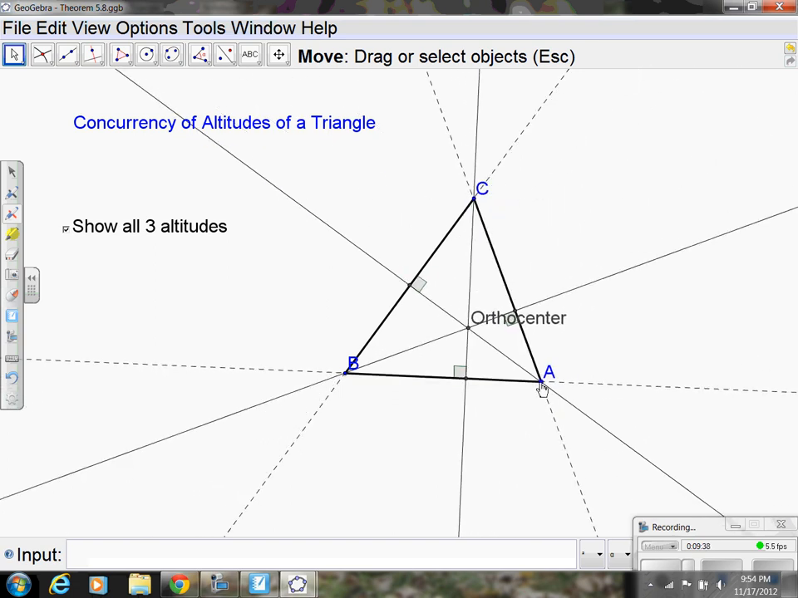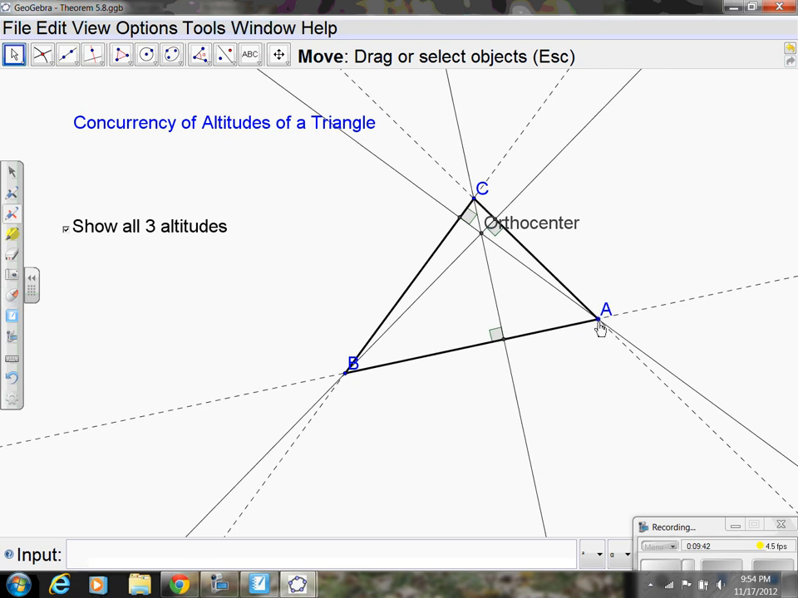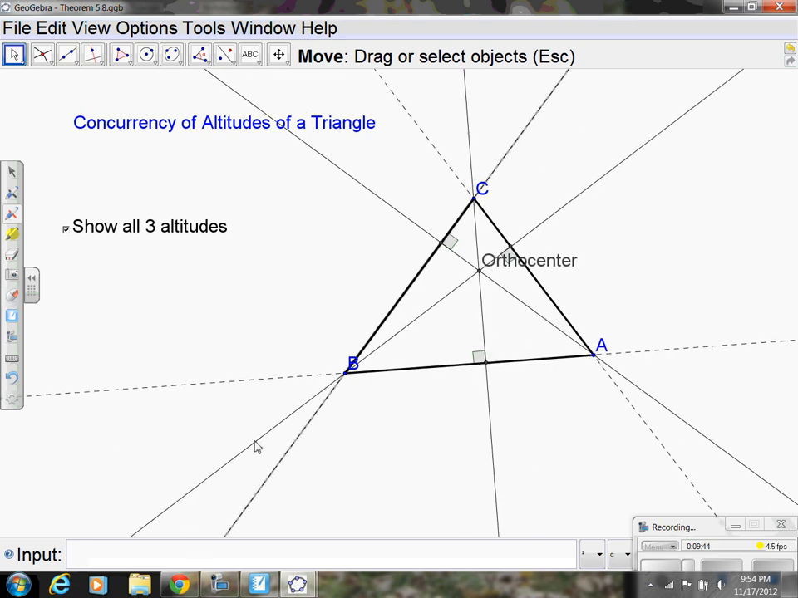Okay, so there's your altitude. That's about the only interesting thing that's going on there. Nothing about segments being congruent or anything like that. Alright, so back to the notes.